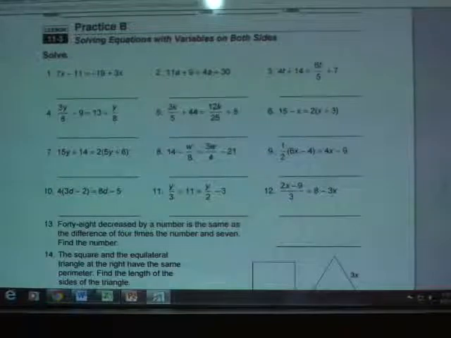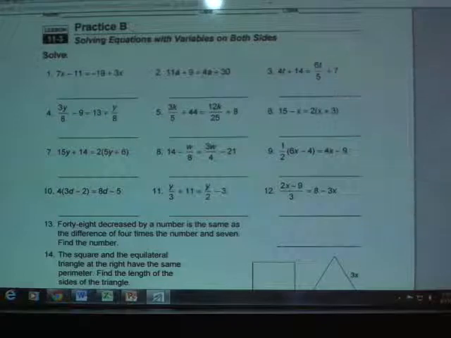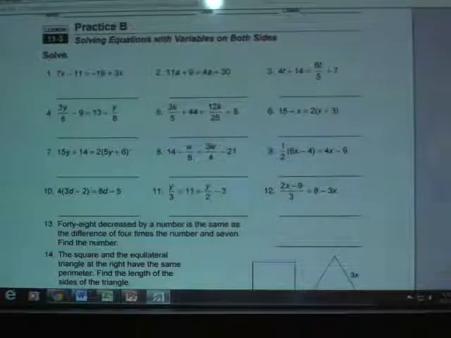Number 3 says 4t plus 14 equals 6t over 5 plus 7. Now as you can see, we've got a fraction in there. Because we've got a fraction in there, we know from what we did the other day, we probably want to go ahead and fix that issue first. So I'm going to go ahead and fix the fraction problem here and then continue from there.